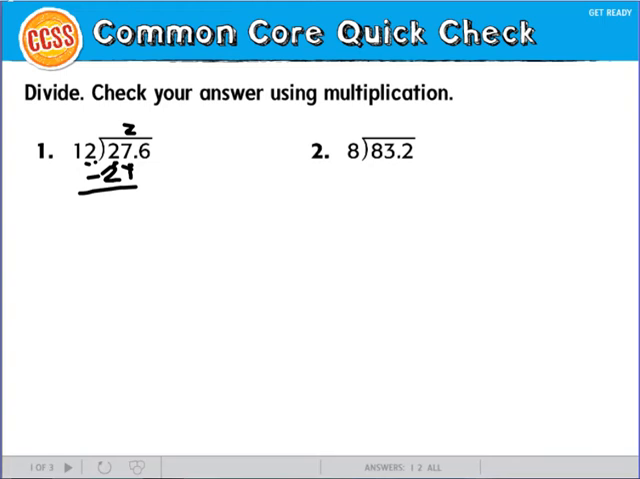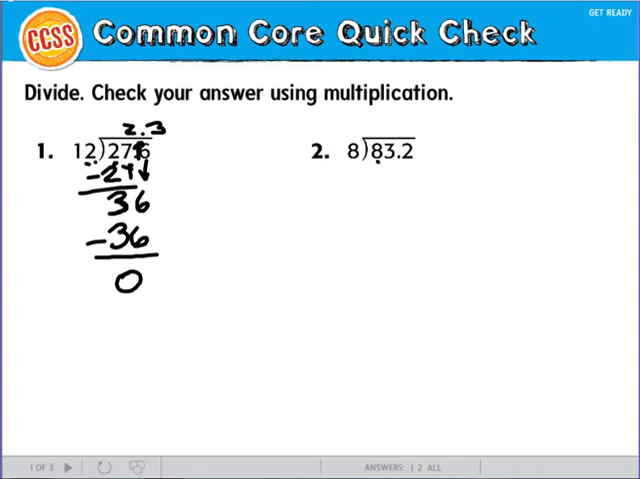And we subtract that, which gives us 3. We bring down the 6, which gives us 36, right? So what times 12 equals 36? 3. That's 36. We subtract it. We have no remainder. The decimal goes straight up from where it was. So our quotient is not 23, our quotient is 2 3/10. Right? So we go over to the next one.